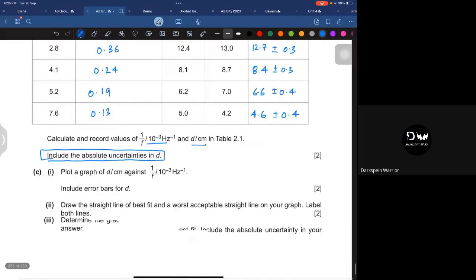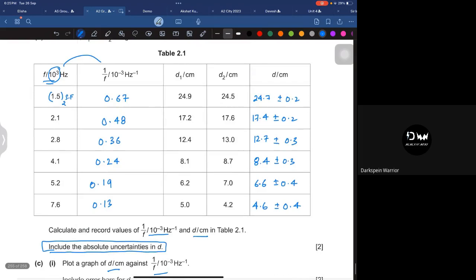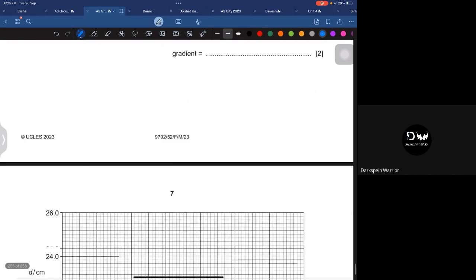But keeping in mind, we need to remember certain rules. For example, it says you got to plot D against 1 upon F, and you have to include the error bars, which we're going to do next. But for now, I want you guys to help me with telling me the value of F against D, please. That would greatly save some time.